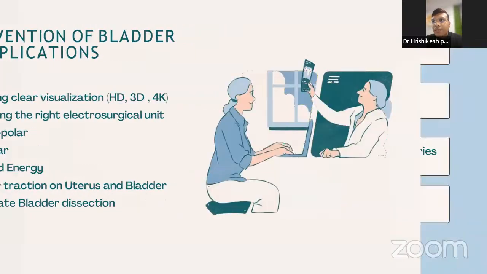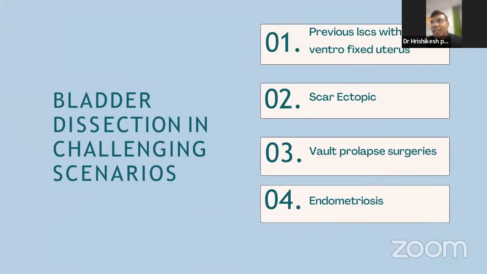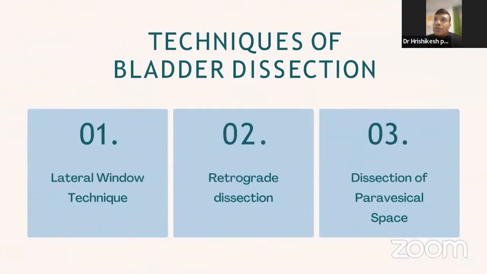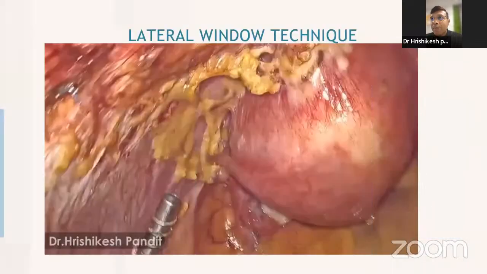the bladder also. The bladder dissection becomes challenging in cases of previous LSCS, scar ectopic pregnancy when you are dealing laparoscopically, when you are doing the wall prolapse surgeries, implanting the mesh over the vagina, and endometriosis cases. The techniques we can use to prevent complications are the lateral window technique, the retrograde technique of bladder dissection, and third, dissection of the paravesical space: enter the virgin plane, and then come from the virgin plane to the adherent portions. So these are the techniques.